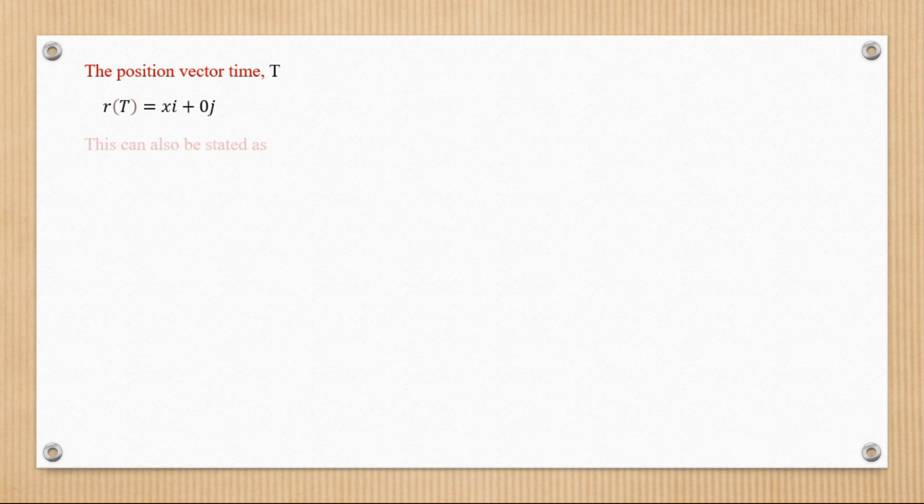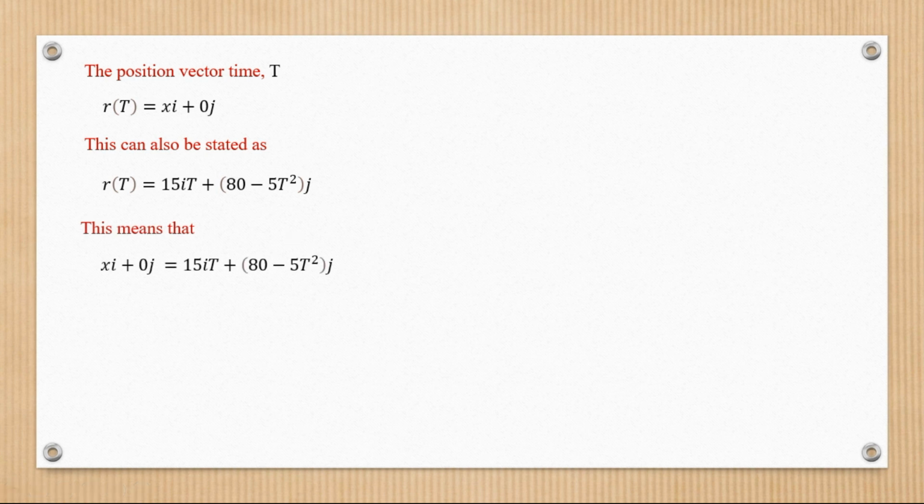Also, we know that r(T) can be stated using the general equation that we've been given, but wherever we have small t, we're going to put capital T. So r(T) is equal to 15iT plus (80 minus 5T squared)j. As you can see, these can be equated. So we'll have xi plus 0j equal to 15iT plus (80 minus 5T squared)j.